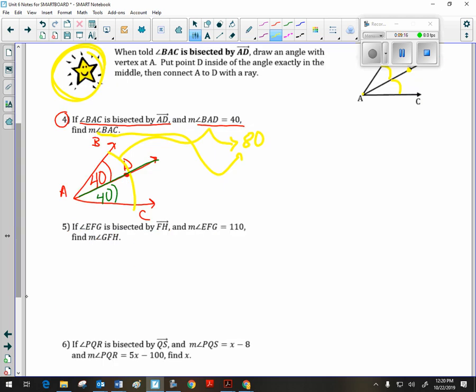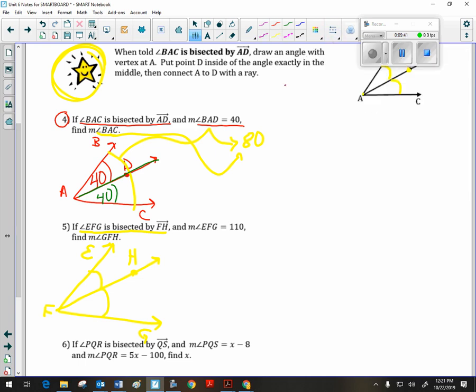For question 5, it's the same scenario. I have an angle that's being bisected by a ray, so I'm going to draw the same picture. The name of the angle changes, but the scenario remains the same. And FH bisects the big angle. So basically this part and this part are equal to each other.